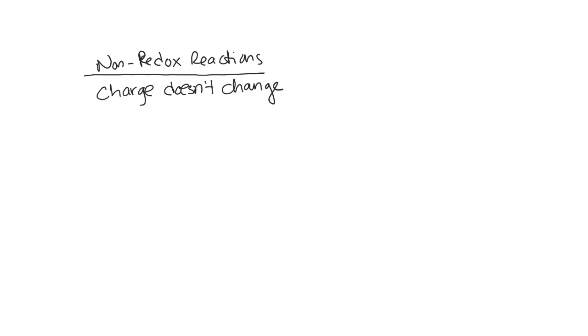So we got the hard part out of the way. We looked at the redox reactions and trying to figure out when charges changed and when they didn't. So if redox involves changing of charge, non-redox involves not changing charges. And there's two subtypes that we're going to look at. So I'm going to give you two examples.